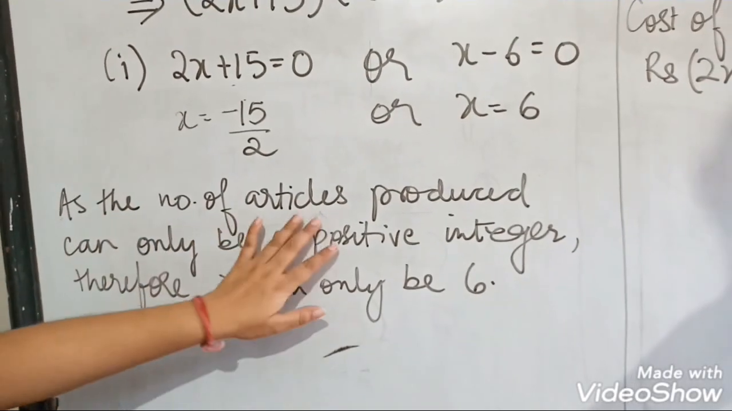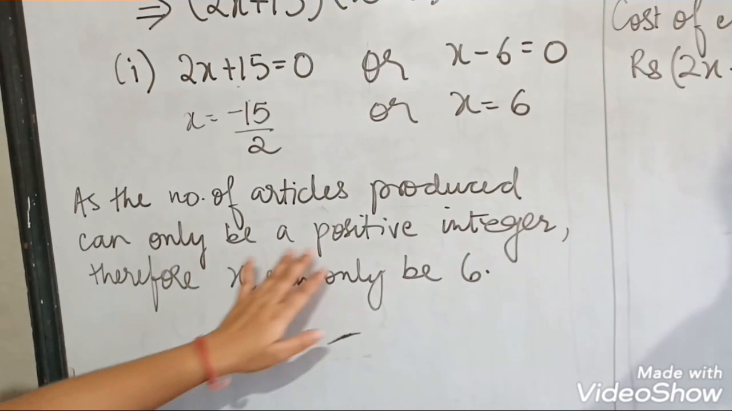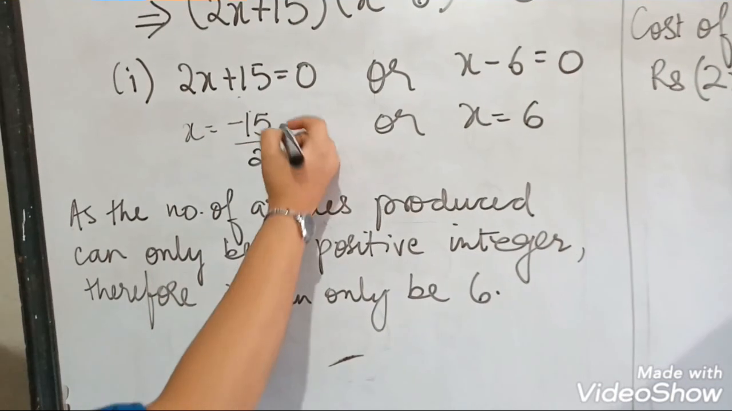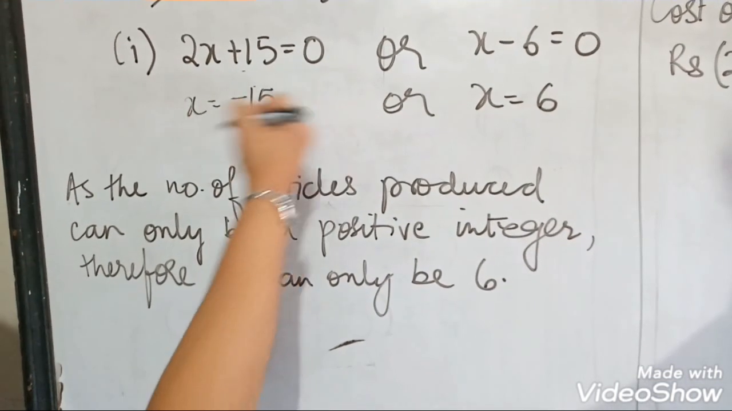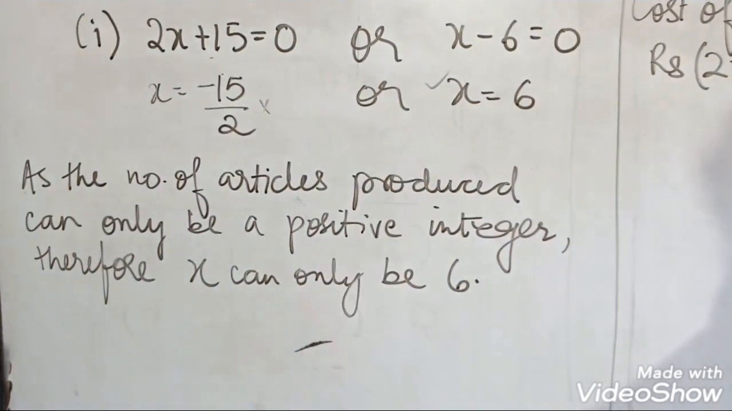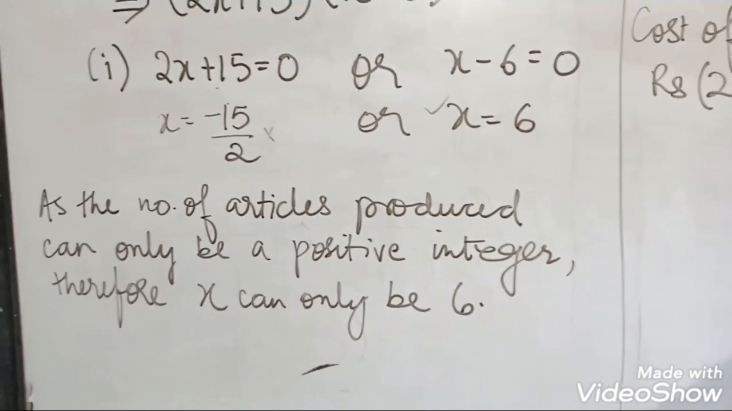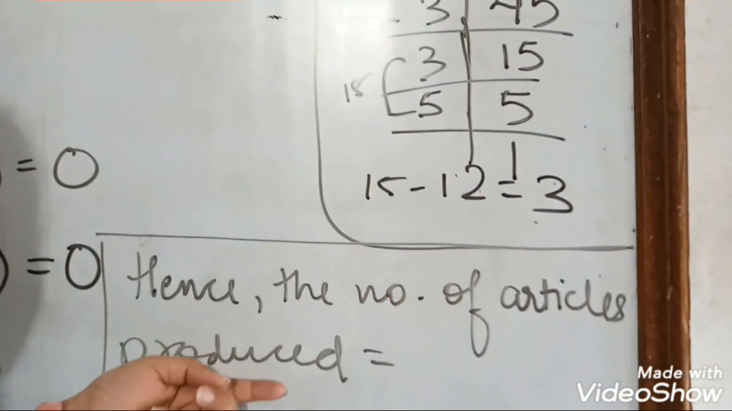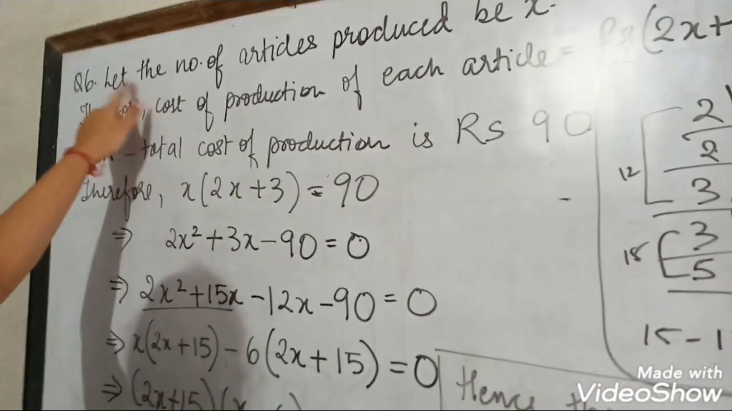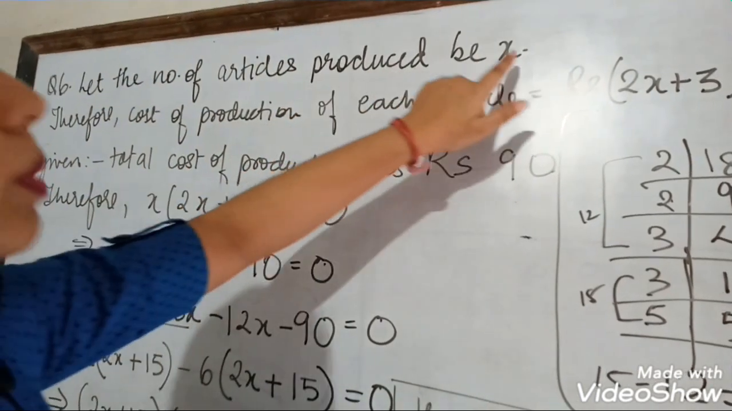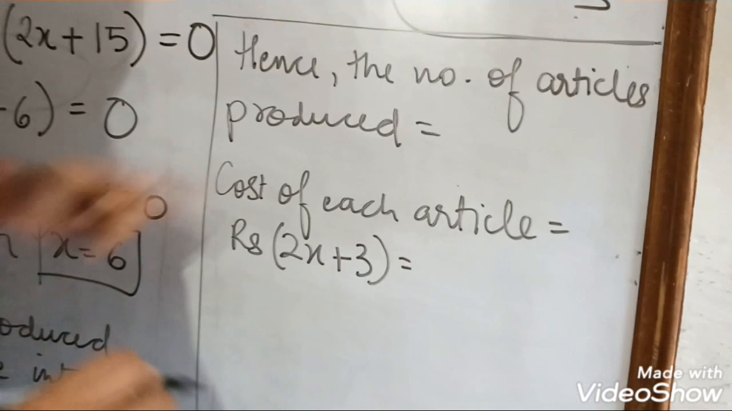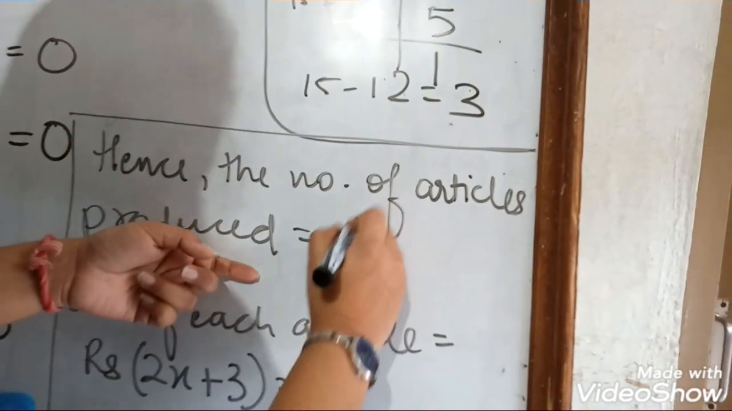As the number of articles produced can only be a positive integer, x can only be 6. So x equals minus 15 upon 2 we will not take, we will take x equals 6. Why? Because production is always a positive integer. Hence the number of articles produced: over here we have taken let the number of articles produced be x, and we have got x equals 6. Therefore the number of articles produced will be 6.